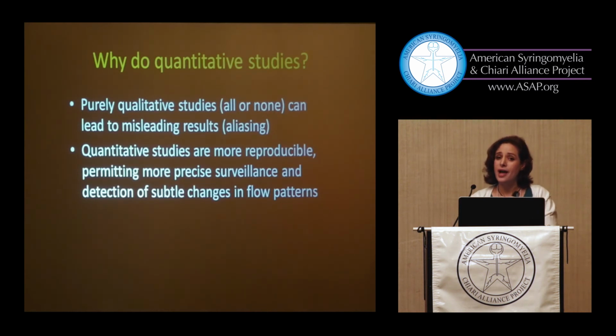Let's say you have a patient who has a Chiari, no symptoms, and you follow year to year, and this velocity starts to creep up. You can catch this before a syrinx forms, in principle. So this becomes very powerful.